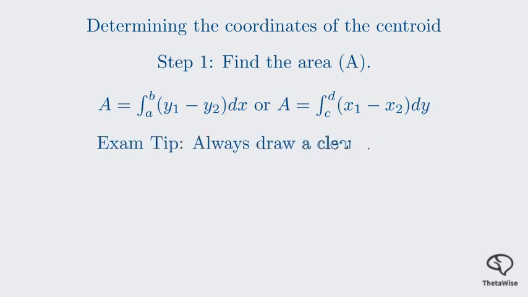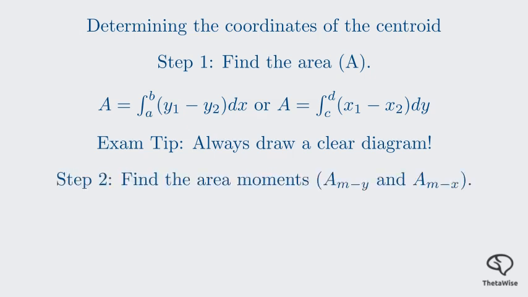An important exam strategy: always draw a clear diagram. It helps you identify the correct limits of integration, which function is the upper or right one, and which type of strip is most appropriate. A good diagram can prevent mistakes. Step 2 is to find the area moments, A sub My and A sub Mx. You'll need to calculate both to find the full centroid x bar, y bar. Remember to use the correct formulas for r and dA based on your chosen strip orientation.